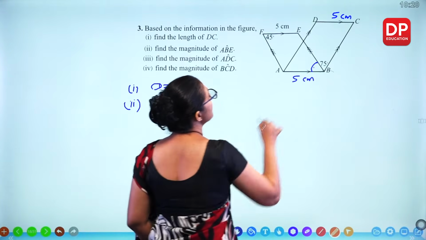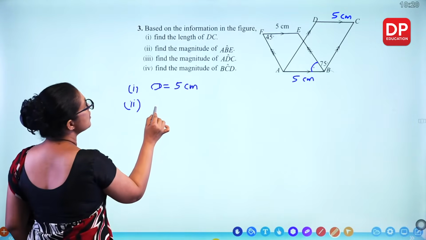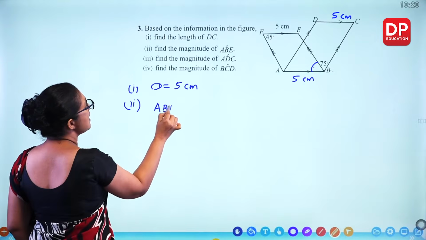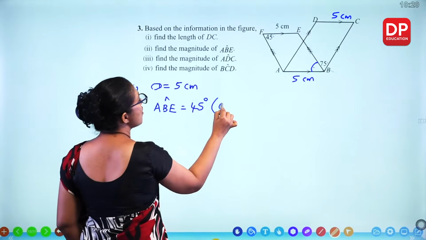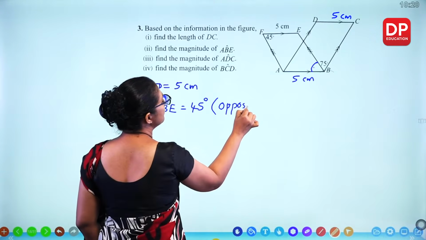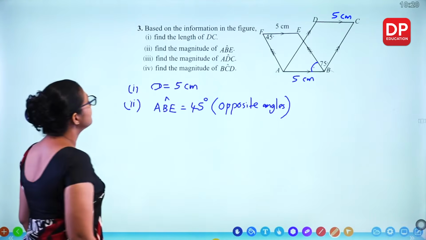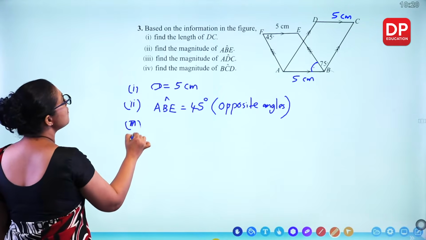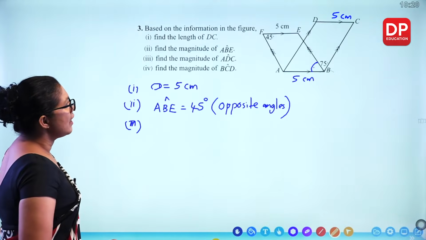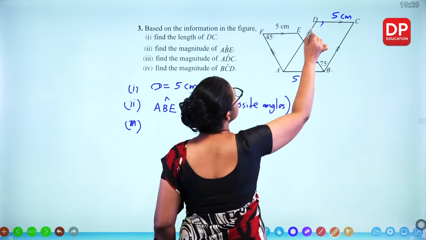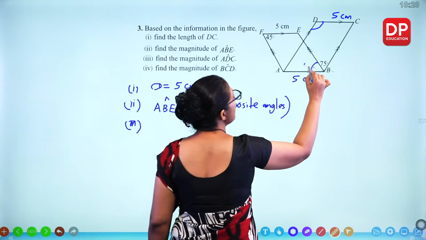ABE is this angle. That's opposite to 45. So what can you say about the ABE angle? It is 45 because of opposite angles. Third one, find the magnitude of ADC. ADC is this angle. We know that this is 45.